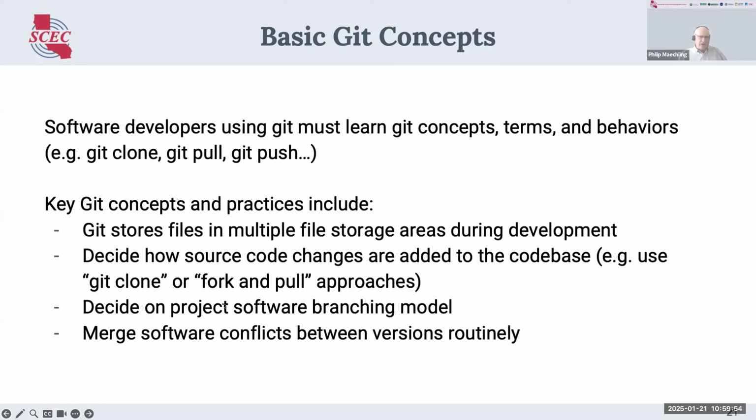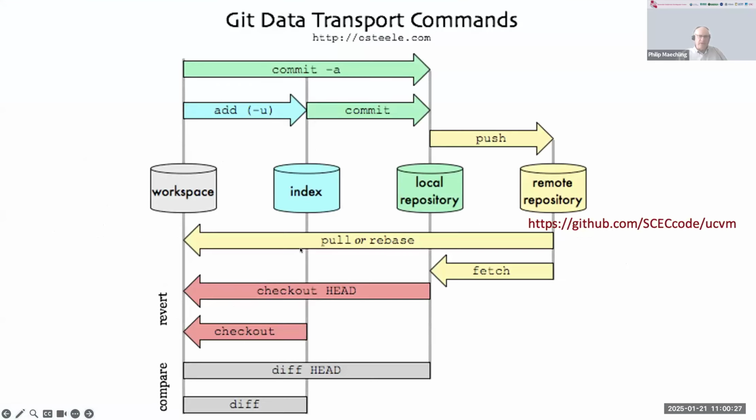There's a software branching model, which is how you develop different versions of the code. And there's the important process of merging. When you've got two versions of the code, you need to combine them and create one version. There's a process for merging conflicts, which needs to be done routinely. So even once you've decided to work with Git, there are still additional decisions and practices that you need to develop and get familiar with.